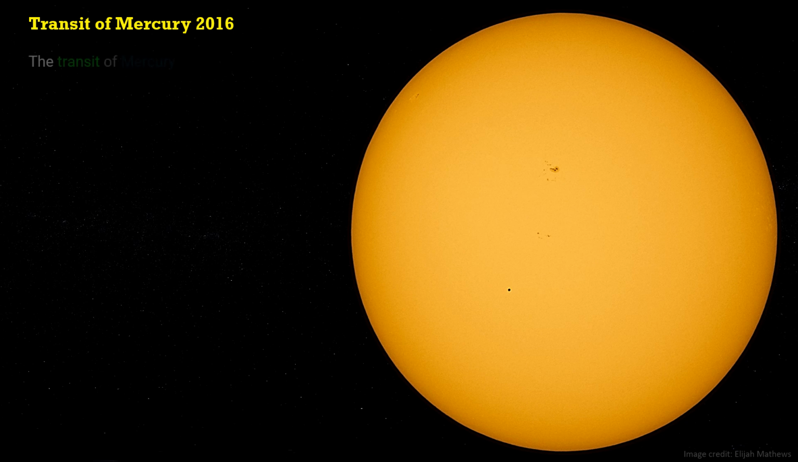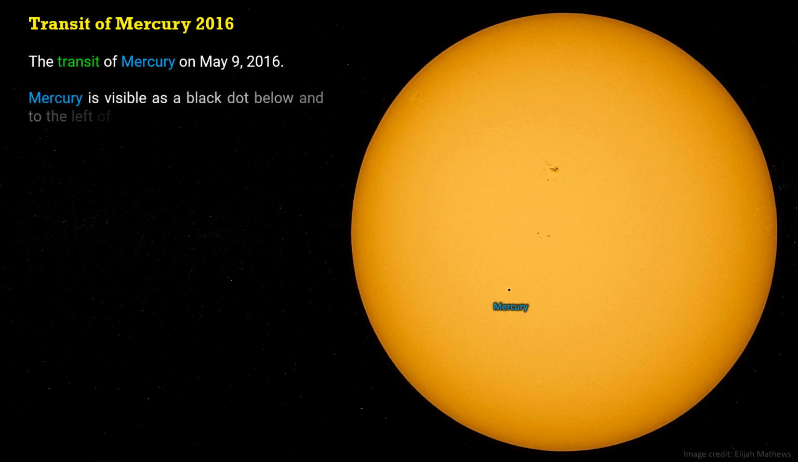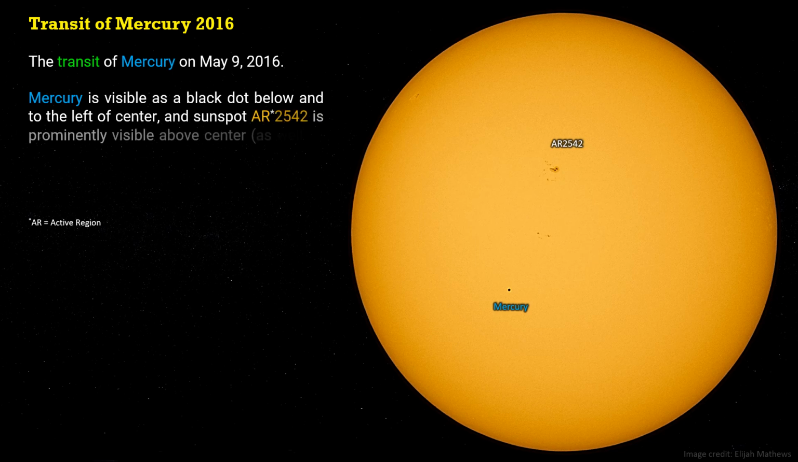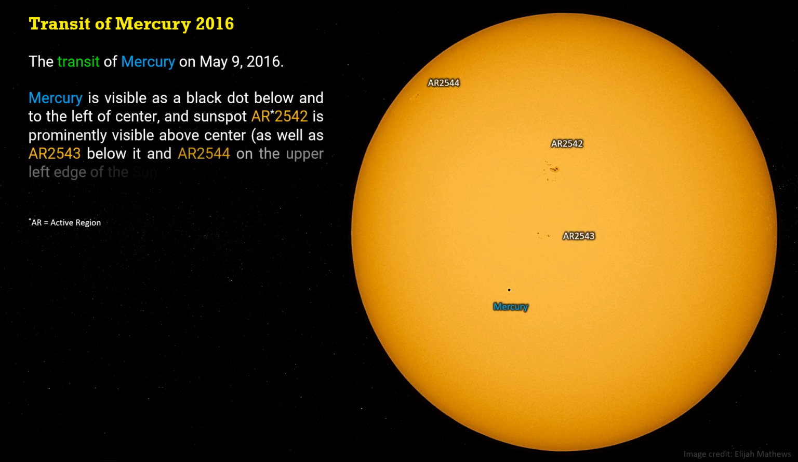The transit of Mercury on May 9, 2016. Mercury is visible as a black dot below and to the left of center, and sunspot AR 2542 is prominently visible above center, as well as AR 2543 below it and AR 2544 on the upper left edge of the Sun.